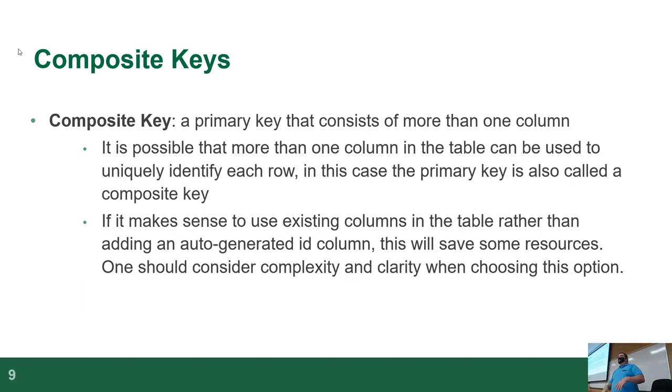Then you've got the composite key. That's a key made up of multiple columns. It's entirely possible to use them. It's okay to use them as a primary key if you have no other choice. Theoretically, if you can use a combination of columns, it'll save some resources. But honestly, it's kind of stupid to use that as an excuse.